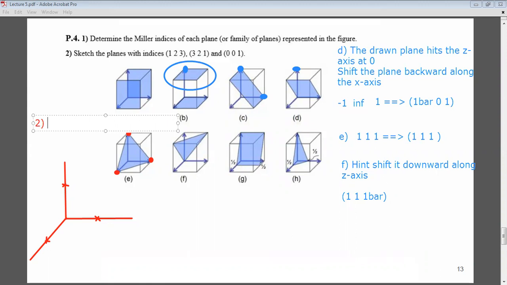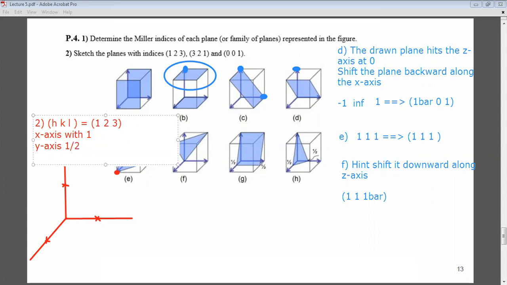Part 2. So if I have the indices H, K, L equal 1, 2, 3, it implies it intercepts the x-axis at 1, the y-axis at 1/2, and the z-axis at 1/3.